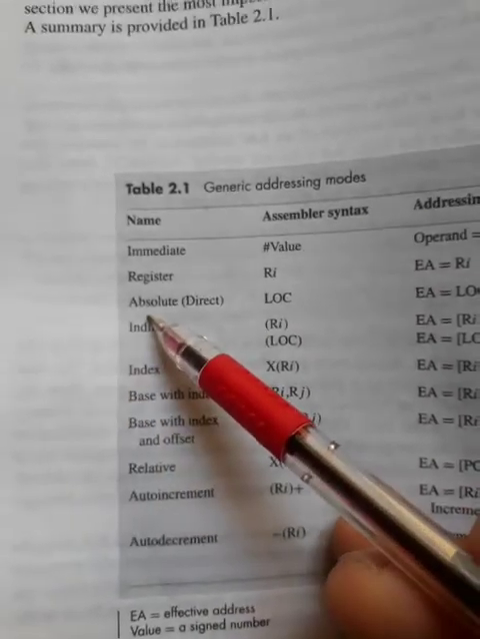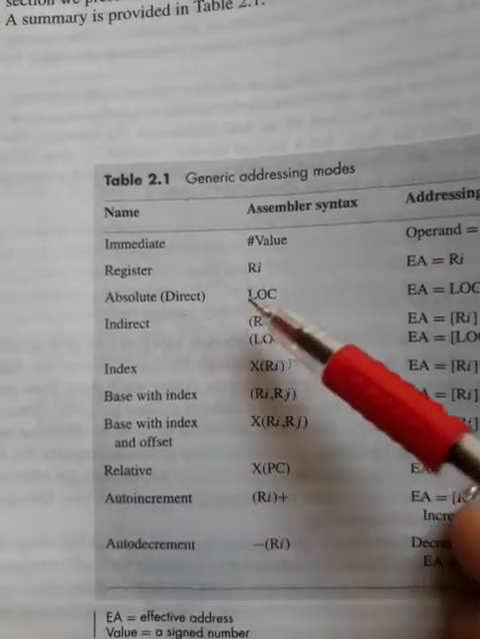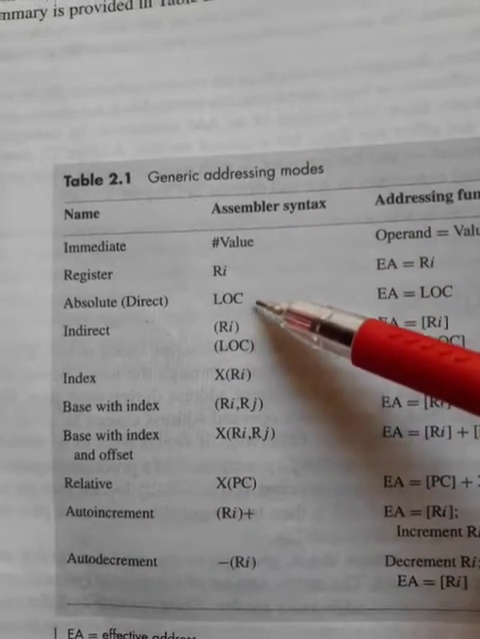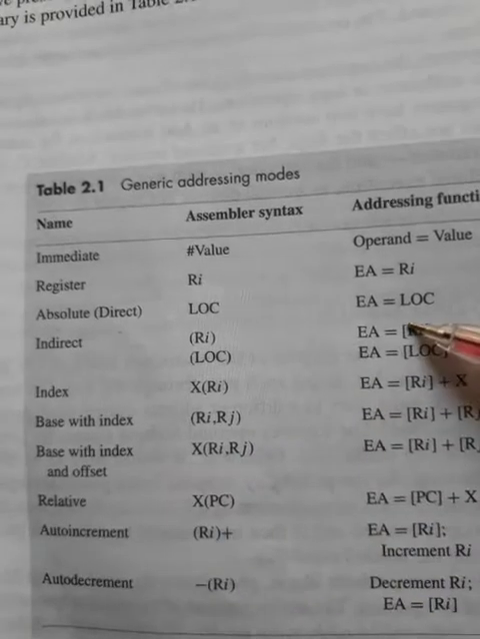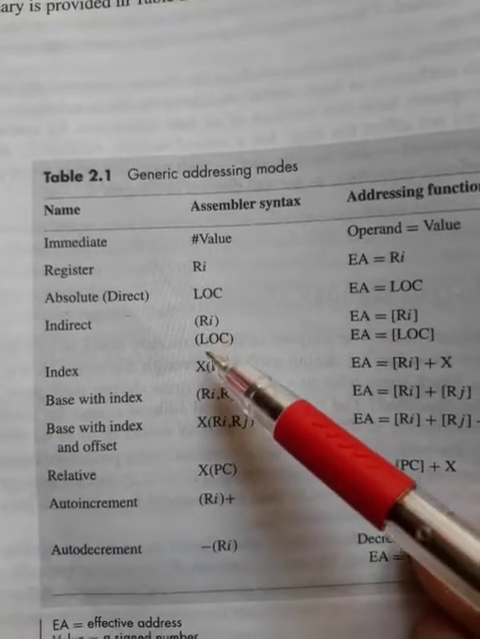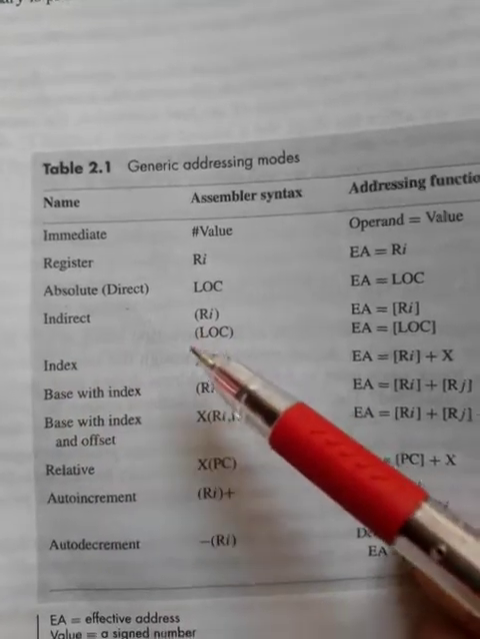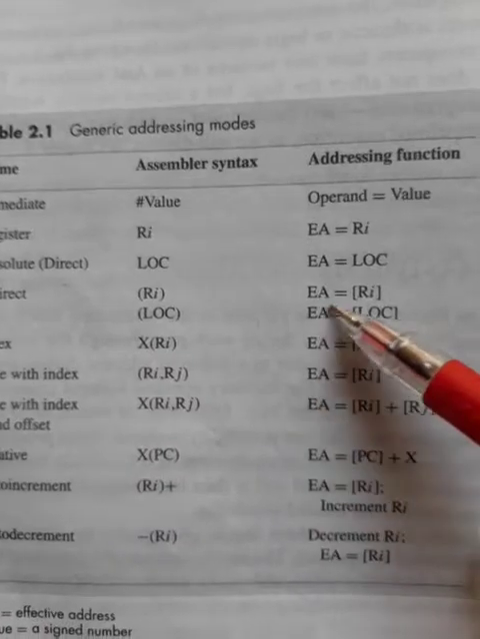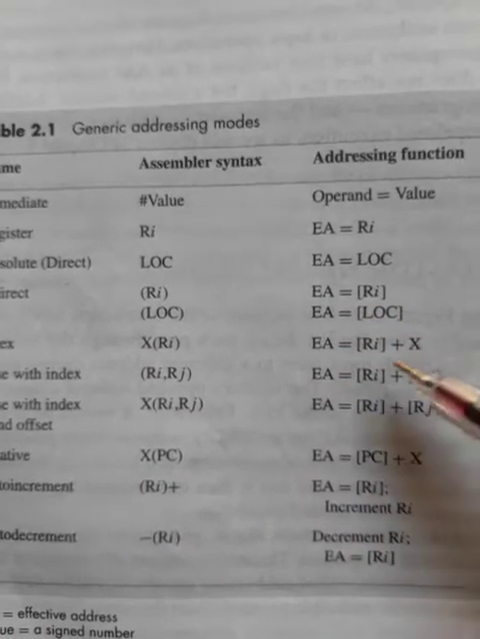Next one is absolute, or direct, which is nothing but a location. The assembly language syntax is LOC, location, and EA equals LOC. Indirect addressing is nothing but pointers. We use pointers like Ri and LOC, with the syntax in brackets, so EA equals Ri and EA equals location.